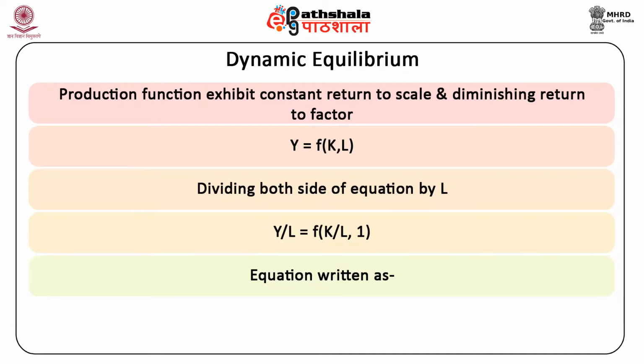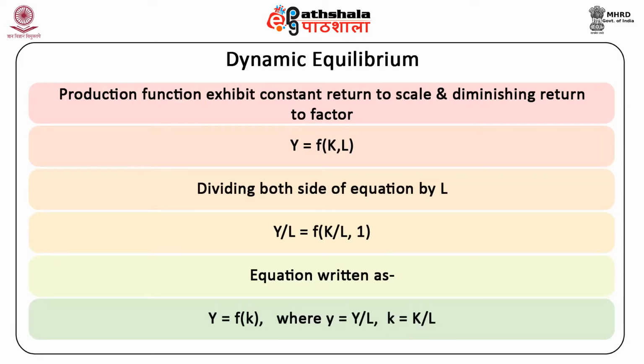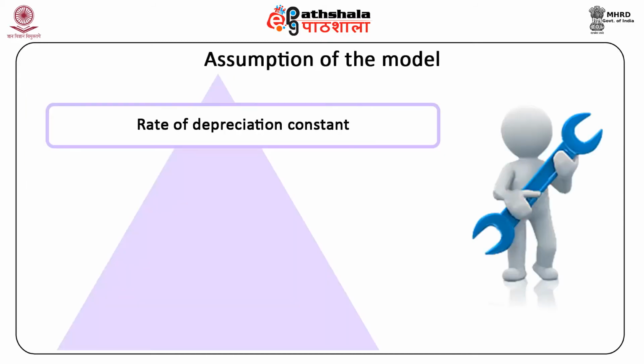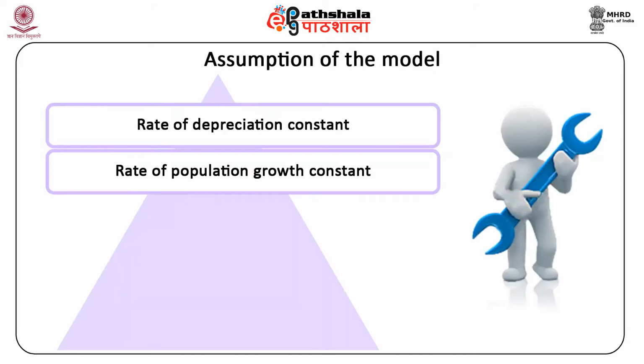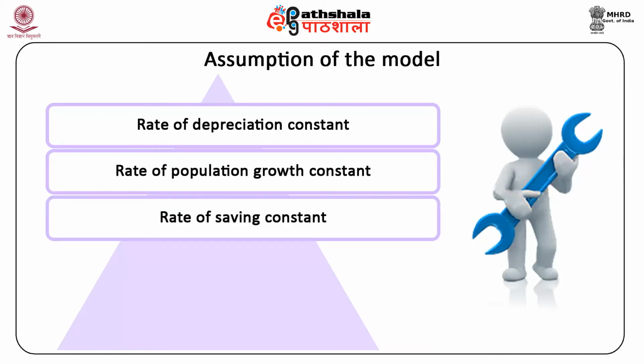The equation can be written as y = f(k), where y = Y/L and k = K/L. Here both y and k are in small case letters. The rate of depreciation is constant. The rate of population growth is constant. The rate of saving is also constant.